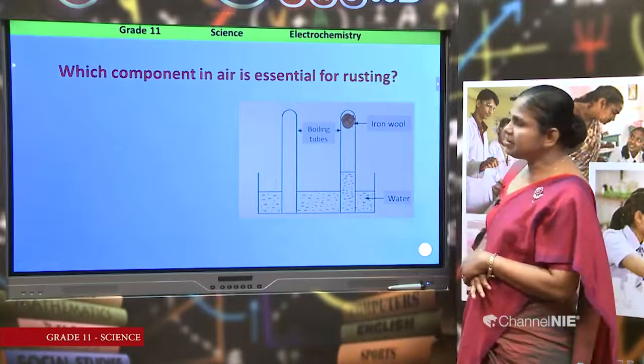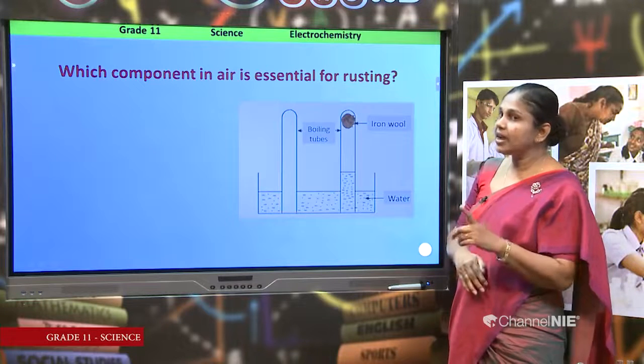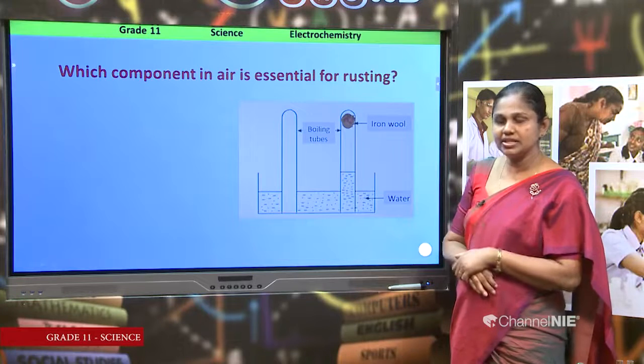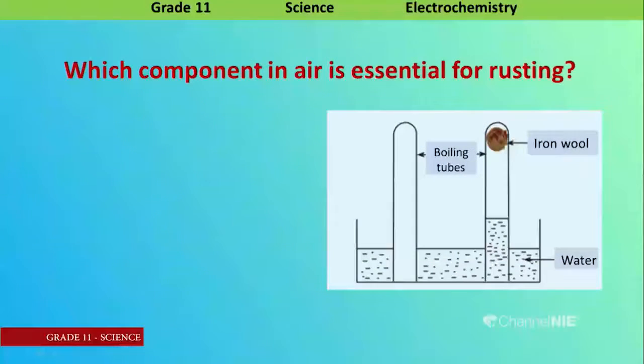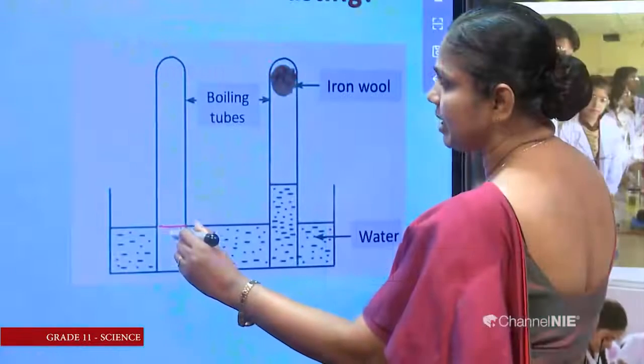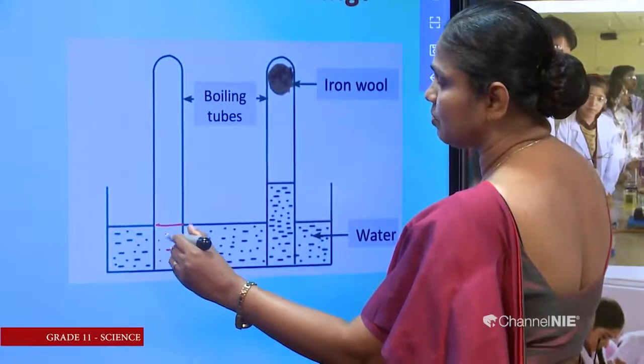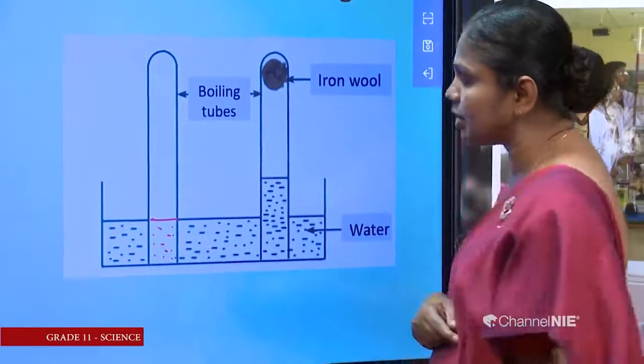This is the activity we do to find out which component in air is needed for rusting. Right, children, now you can see 2 test tubes. 2 test tubes are inverted in a trough of water. Here in this test tube also water in this much of level.